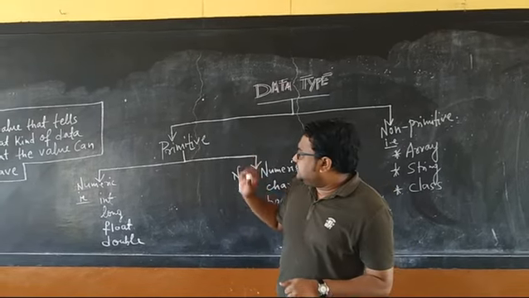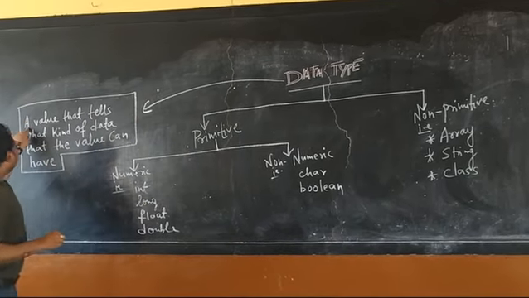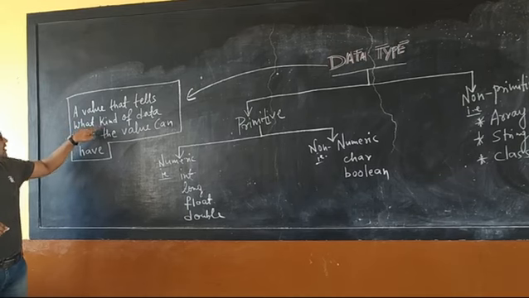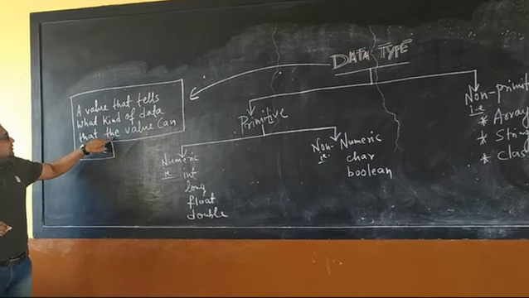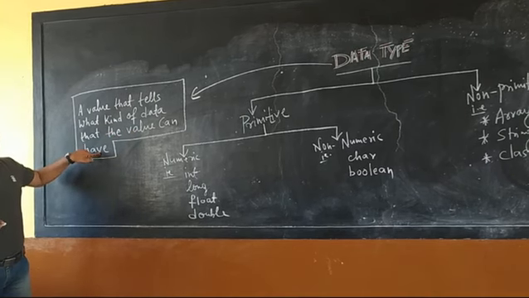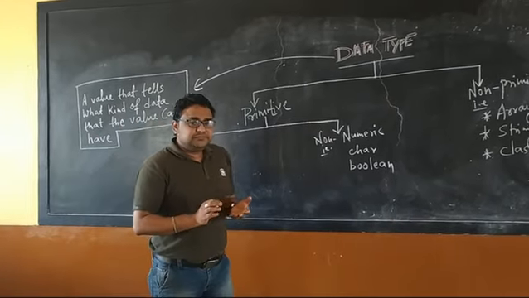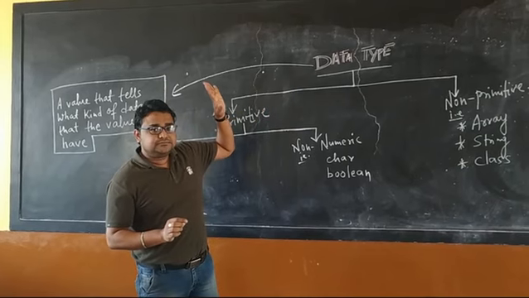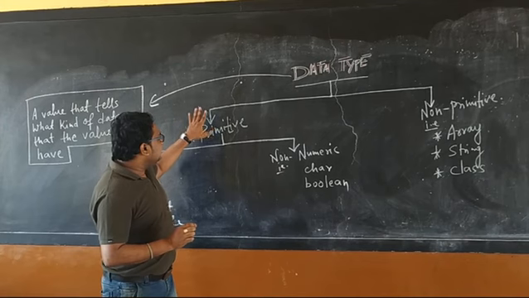You see the definition. Definition of data type is what? A value that tells what kind of data the value can have. Means a data will be stored in this type of variable. That is decided by whom? Data type. Data types are categorized in different ways.